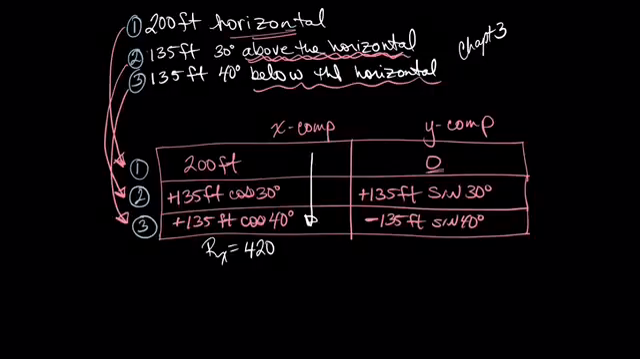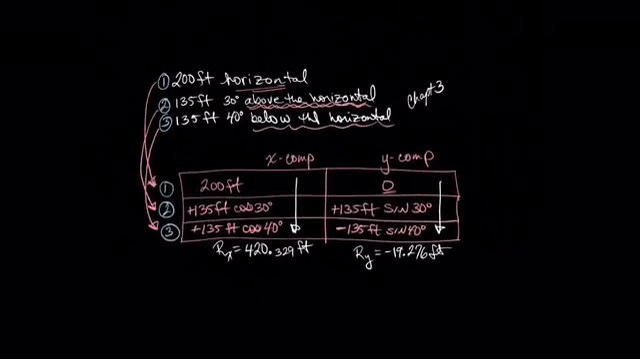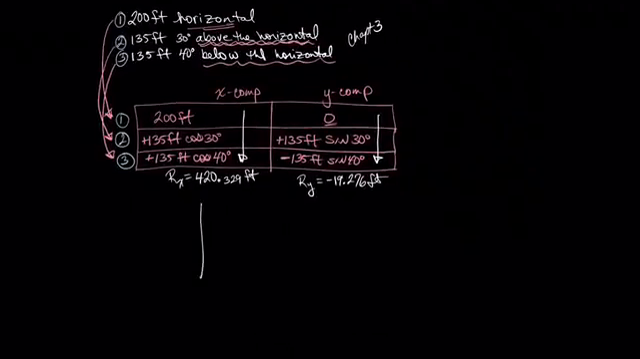Then I add all the x components to get the resultant x component. I add all the y components to get the resultant y component. Now those two components are the legs on a right triangle. So Rx and Ry are my legs on a right triangle.